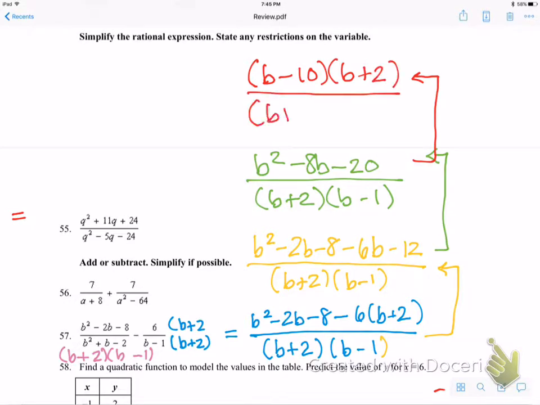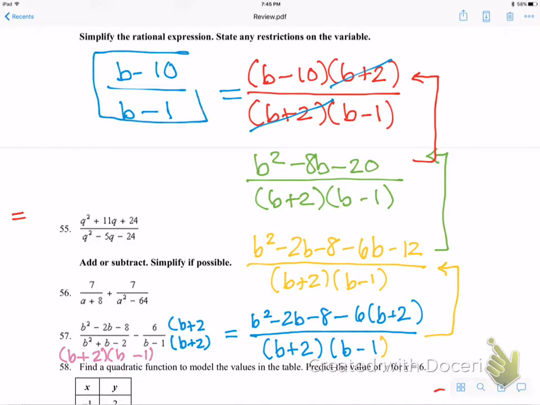And as you can see, this will simplify because I have matching factors in the numerator and the denominator. And when that happens and you divide a factor by itself, you simplify to get just a 1. So then my final answer could be written as b - 10 divided by b - 1. And that's how the answer key leaves it. So make sure you know how to simplify if you need to.